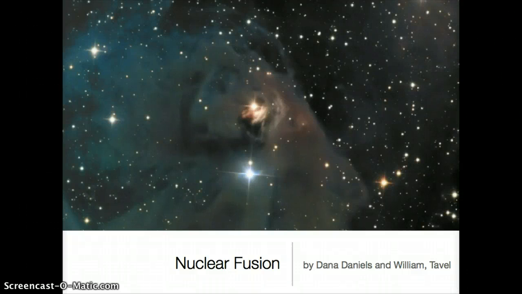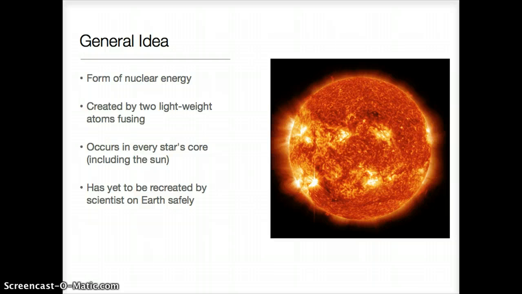Project, Will and I looked at nuclear fusion. So the general idea of nuclear fusion is it's a type of nuclear energy and it's when two lightweight atoms fuse together. This is seen throughout stars' cores, which includes the sun, and has yet to be created by scientists on Earth safely.